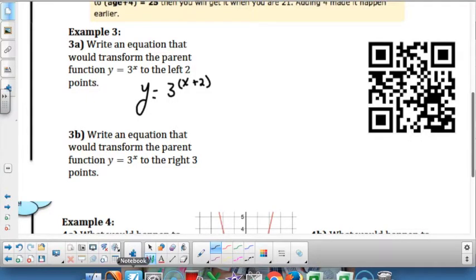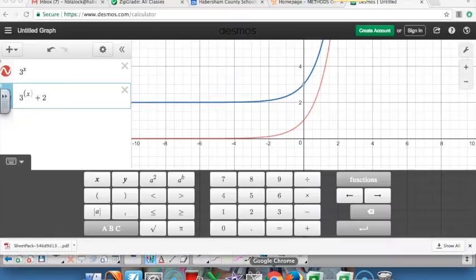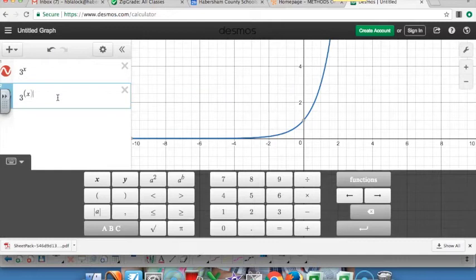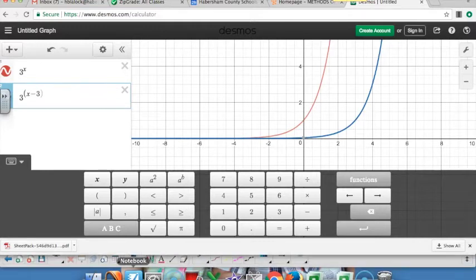All right, so let's go back over here. This one wants us to write an equation that would transform that parent function to the right 3. Well, if I'm trying to go to the right, then it needs to happen inside the parentheses, and the right means I subtract. So again, if you want to go to Desmos really quickly, we can go up here, and if I want to move that to the right, I'm going to do minus 3, and it's going to move me this way. Oops, I did minus 2. Minus 3 moves me 3 spaces to the right.